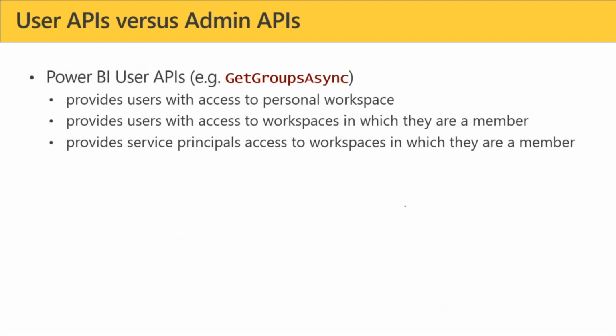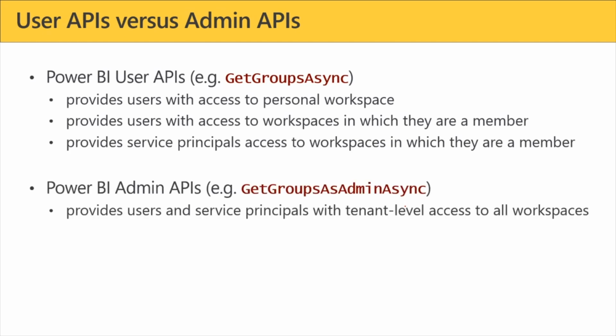Now, with the Power BI REST API, a couple of details. One is we have to distinguish between the user APIs and the admin APIs. For instance, there is a get groups async. When I call that, I can get a set of workspaces, and I can call it as either a user or as a service principal. But the idea is that you don't see a workspace unless you are a member of that workspace. So it doesn't let you see things that you haven't been made a member of.